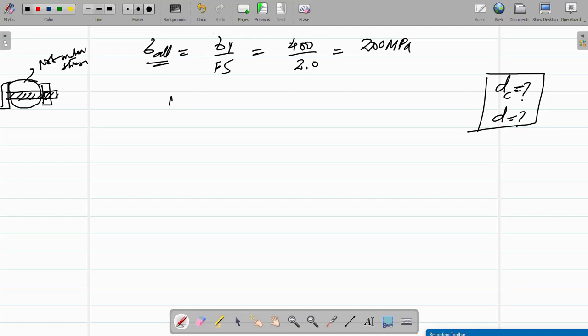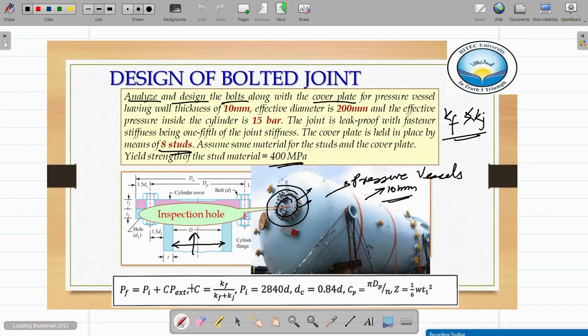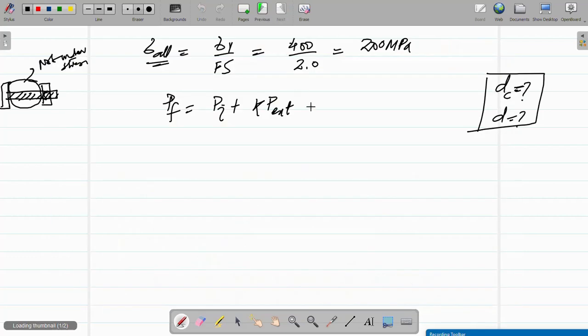Okay, the formula we know is PF equals PI plus K times P external. In my problem it is C, so please correct it to K. It's the same thing. I just wrote it K here. This is called the joint constant. So PF is the total fastener load, PI is the tightening load, and P external is the load due to external load.